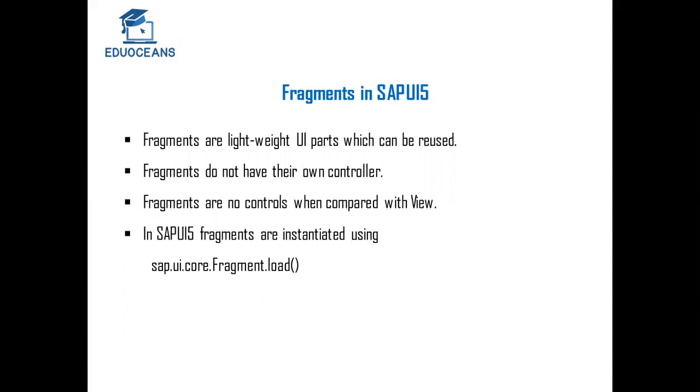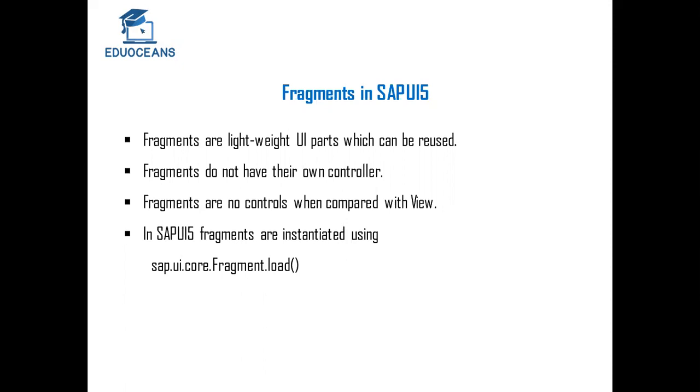So how do we initiate fragments? Normally, all the assets of fragments are included in the library sap.ui.core.fragment. So sap.ui.core is a namespace, or you can call it a class, where all the fragment assets are present in that library.